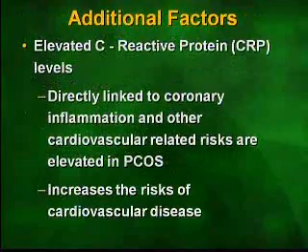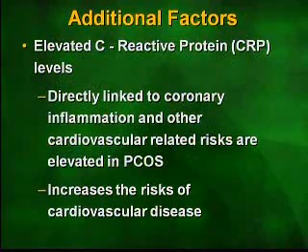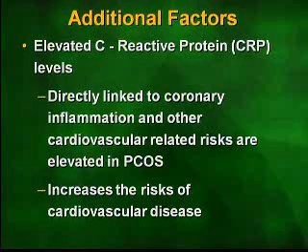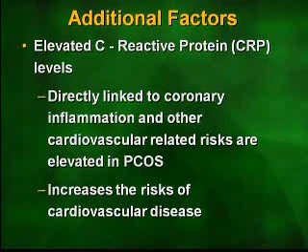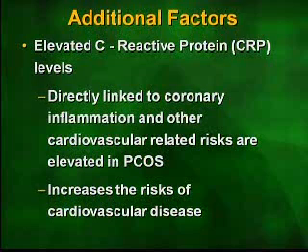An additional factor that we see in women who have the metabolic syndrome is the elevated C-reactive protein. C-reactive protein is directly linked to, it is a systemic inflammatory marker for these women. So they have increased coronary inflammation, they have increased clotting problems, and so they are more at risk for cardiovascular disease and all of the situations that can occur with that, like thrombosis.